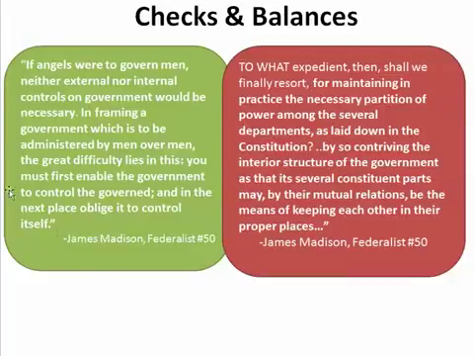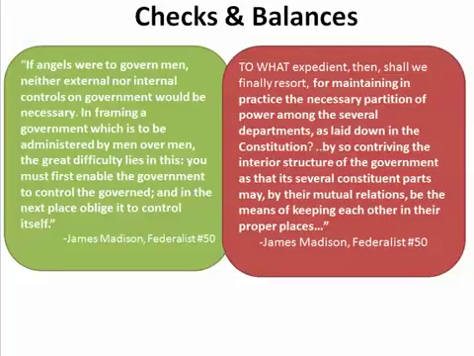He's talking about these checks and balances and separation of powers we're going to talk about. And he says that if angels were to govern men, we didn't need these, but we didn't have any angels. We had men over men, so we needed some checks, so nobody got too big for their britches. No one branch took control of government.